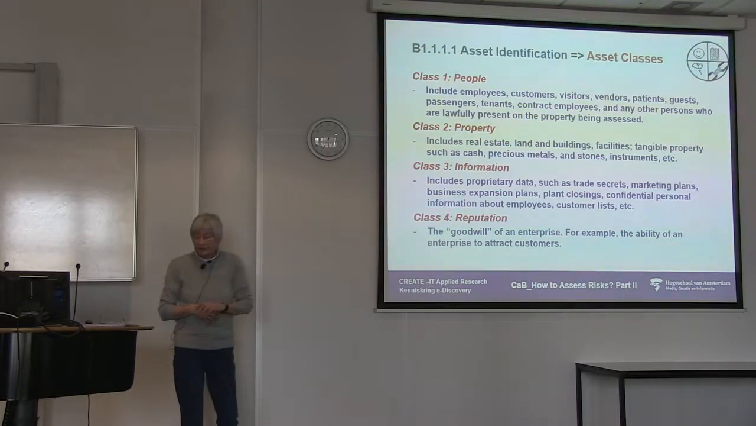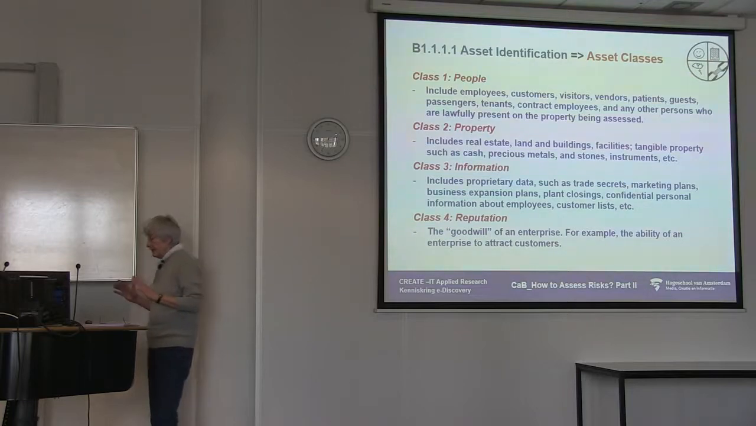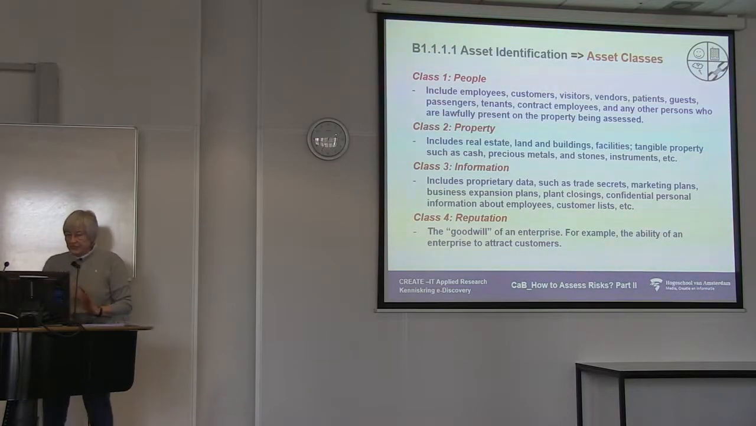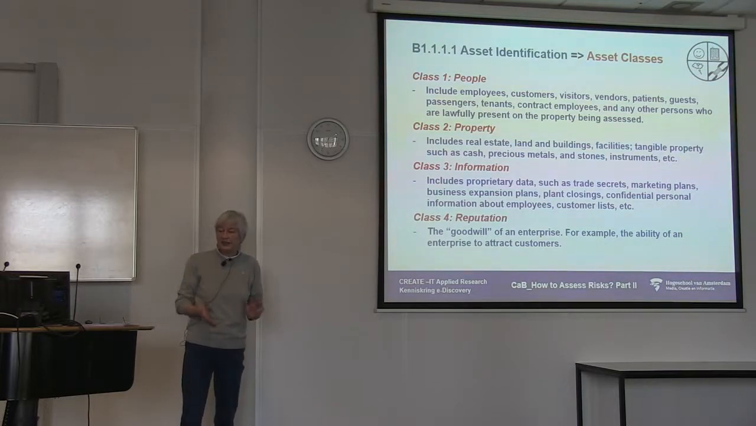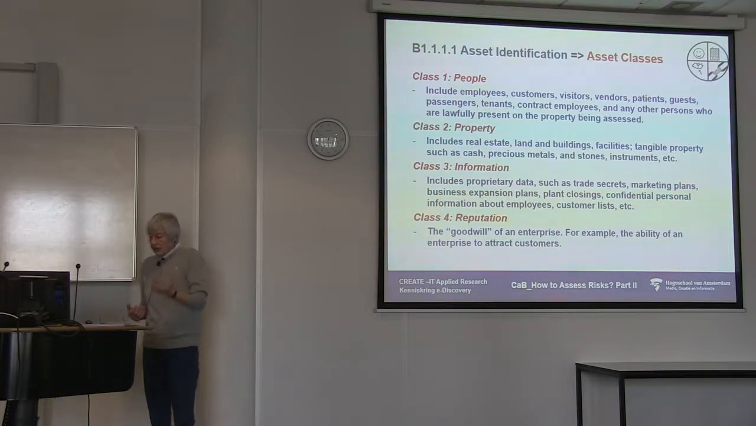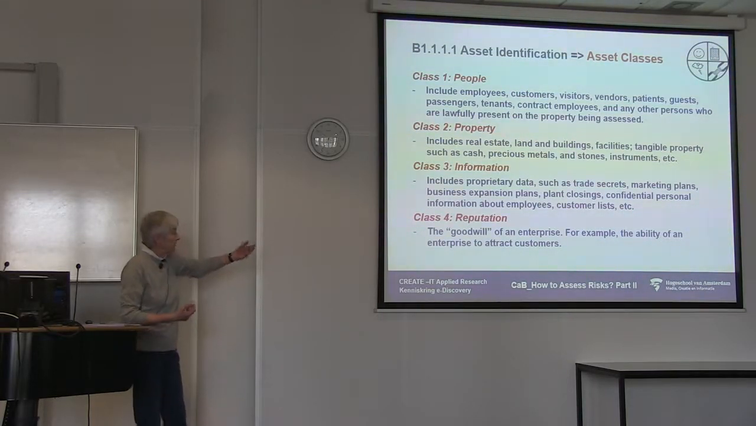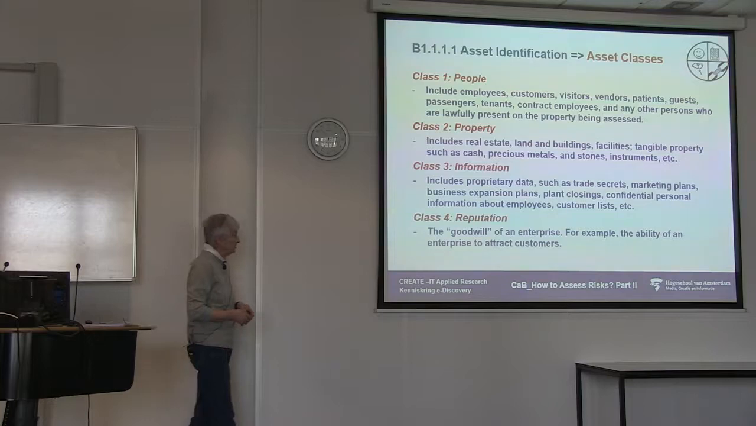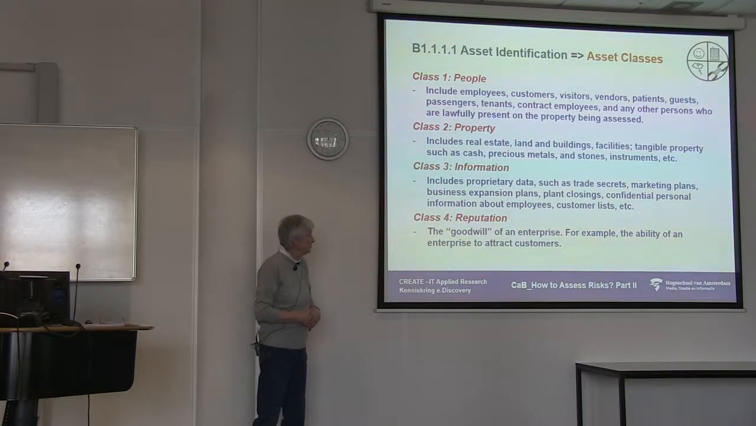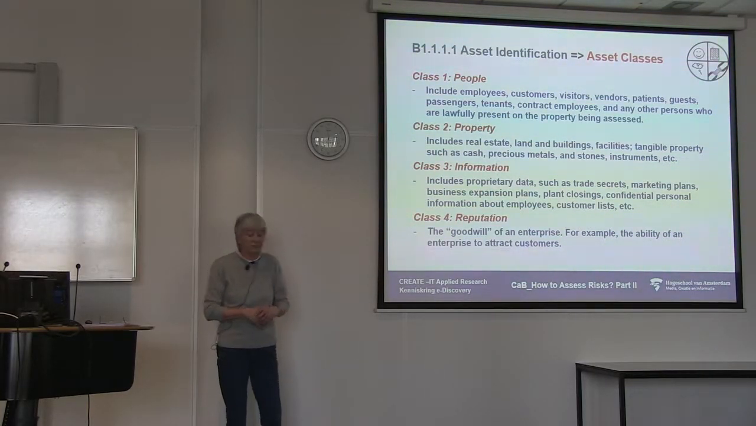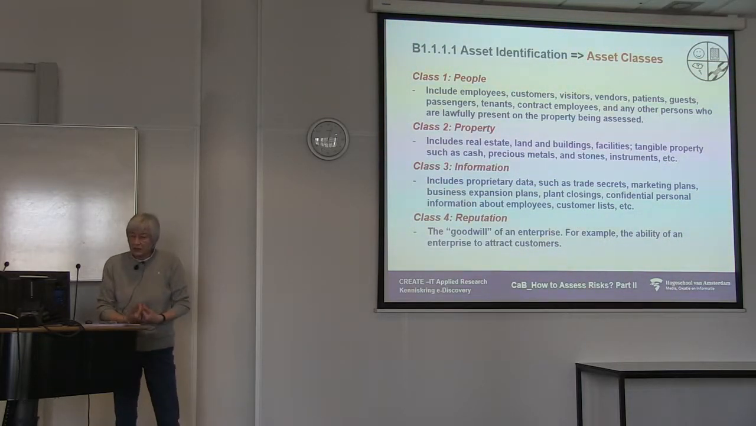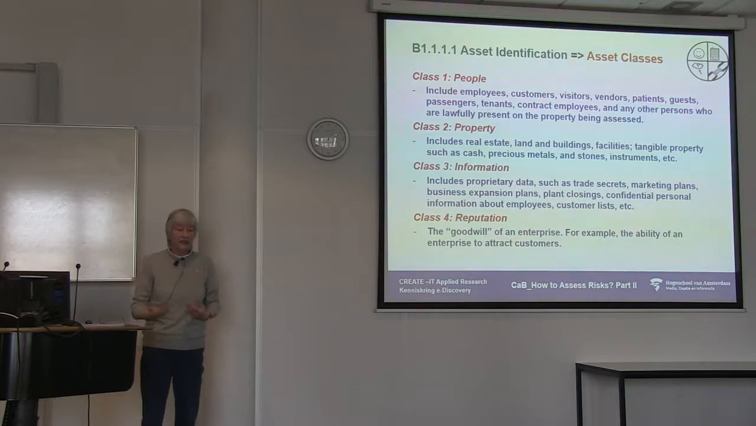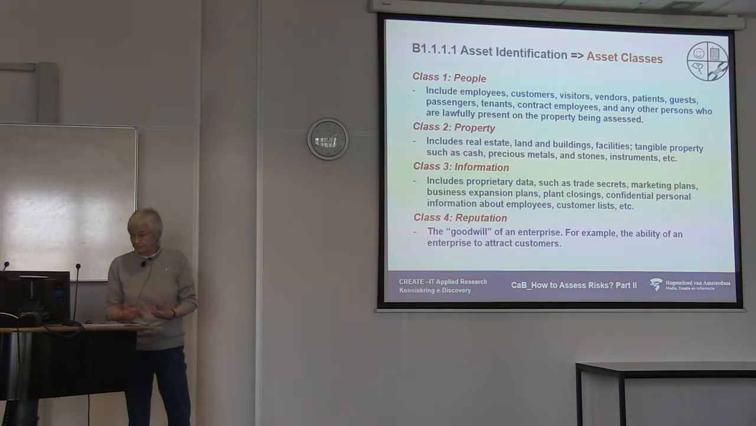The third class is information. Not every piece of information in an organization, but it comes down to proprietary data. Data you need to be careful with. Examples you see: trade secret, marketing plans, business expansion plans, plant closings, confidential personal information about employees, customer lists, whatever. Everything you don't want your competitor in the outside world to get hold of.